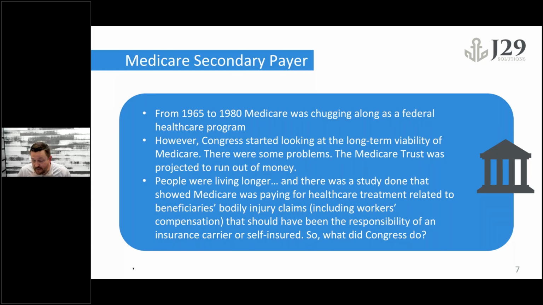There was another reason they were looking at it, because after Congress had a study conducted by the Office of the Inspector General, they found that Medicare was paying for claims that should have been the responsibility of an underlying workers' compensation carrier or liability or auto or no-fault insurer. So when Congress started looking at that and going, oh my gosh, we're not taking in enough revenues to pay out for future beneficiaries of the Medicare program, what do we do about the fact that Medicare is paying up and down for healthcare treatment for bodily injury claims that a comp carrier should have paid?